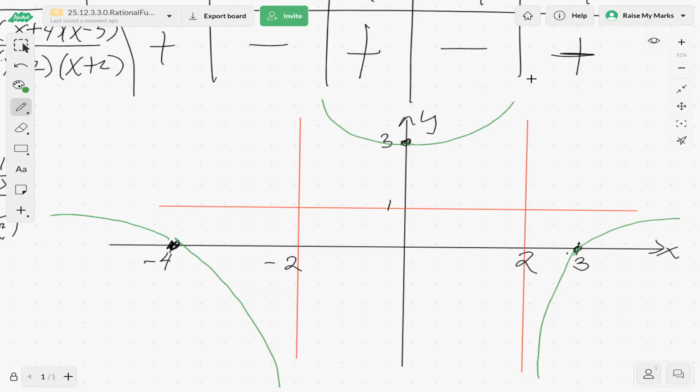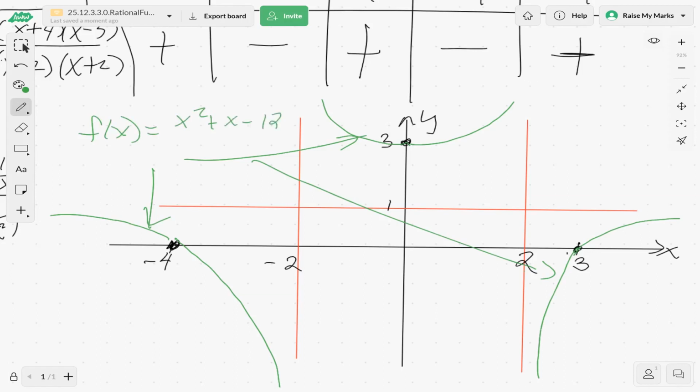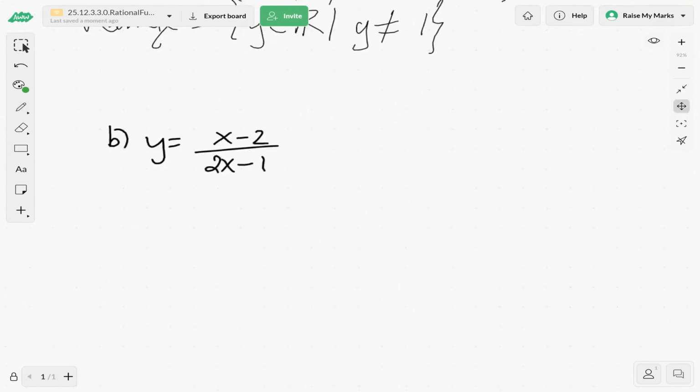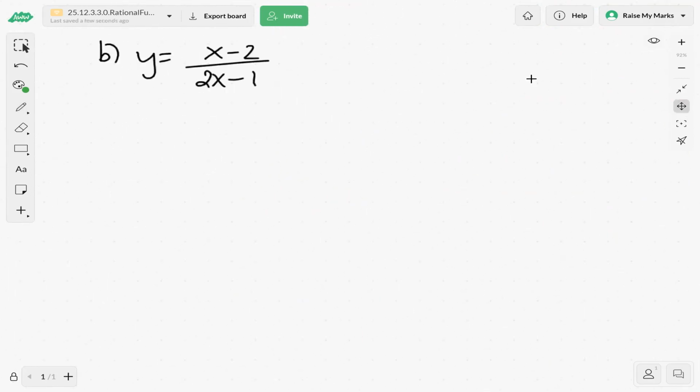So this green curve, all these green pieces, make up our function f of x equals x squared plus x minus 12 all over x squared minus 4. Good. That's our first function. All right, so do we have another one? Yes, we do. Okay, so let's have a look at this one.